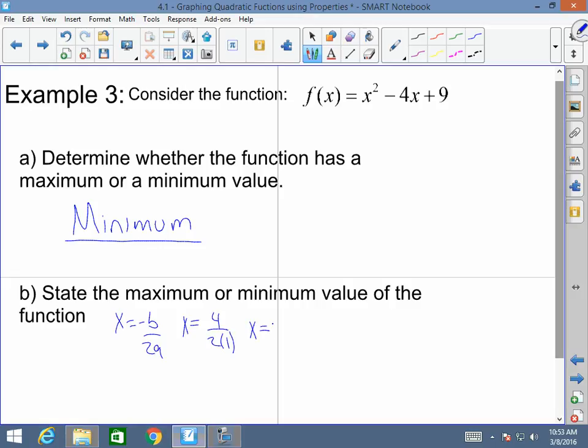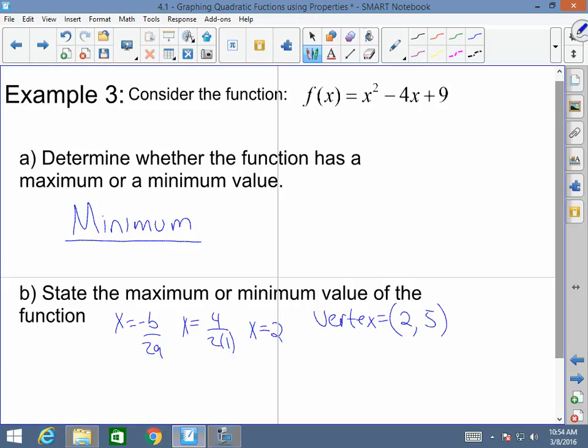So x equals 2. That's my axis of symmetry. My vertex is the x of my axis of symmetry, which is 2, comma, the y value when you plug it in. 2 squared is 4. 4 minus 8 is negative 4. Negative 4 plus 9 is 5.